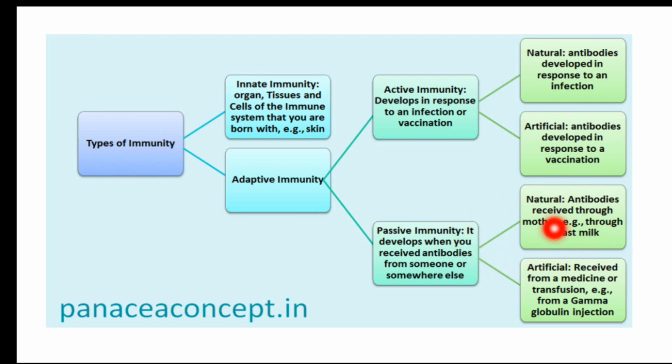In case of passive, since as I told you, ready-made antibodies are available, you don't have to work. So in this natural case, from where will the ready-made antibodies come? Through the mother, through breast milk. As you all know, the colostrum contains a lot of nutritional content, as well as antibodies, which one can get from the mother's milk, which will fight against several infections.